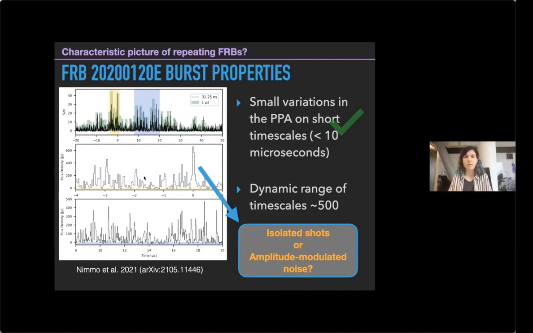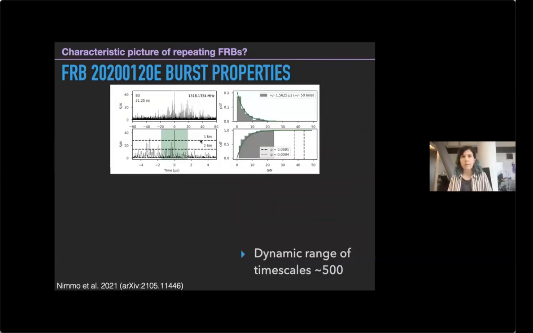So in order to prove that this is a real isolated shot, we have to prove that it cannot possibly have come from the local amplitude modulated noise distribution. Here, again, I've plotted the 31 nanosecond profile with a zoom in below on this bright feature. The green represents the local region that I mentioned a few sentences ago. This is about a 3 microsecond window.